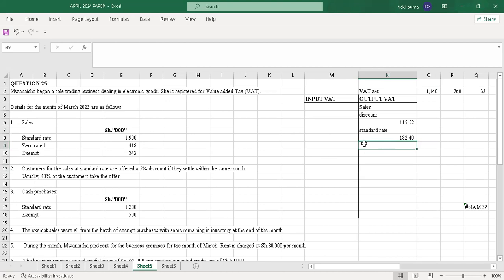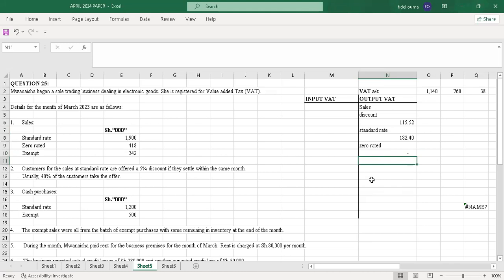So I'll go to zero rated. For the zero rated, we were told that it was 418. This is what happens when an item is zero rated on VAT. You take the item, which is 418, then you multiply by a VAT rate of 0. So you'll get your value there. It's giving me 0. Then we have exempt.